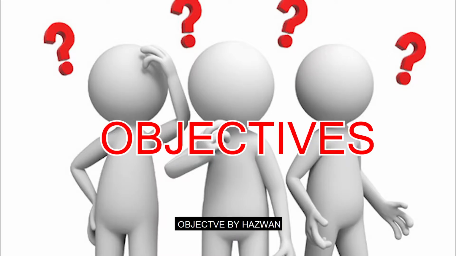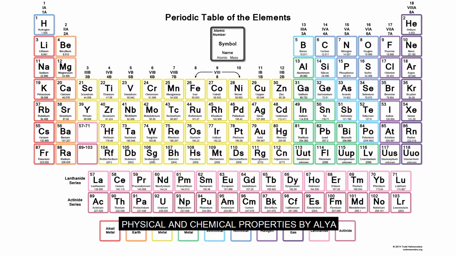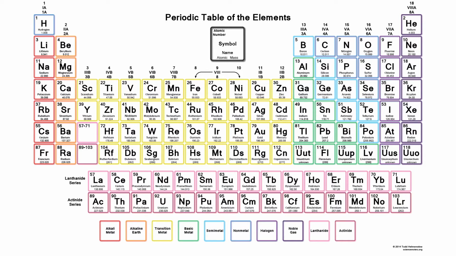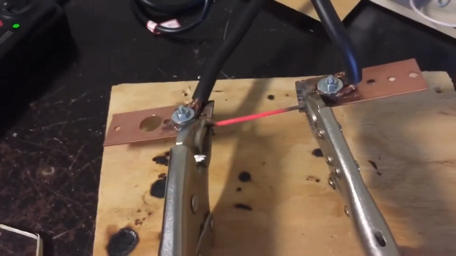The objective is to understand the general properties and trends within group 14 through tin and to acknowledge the importance and usefulness of the periodic table. Tin is an element that belongs to the carbon family, which is group 14. It appears as a soft, silvery white metal that has a bluish tinge. Tin also has a low melting point and a low boiling point.